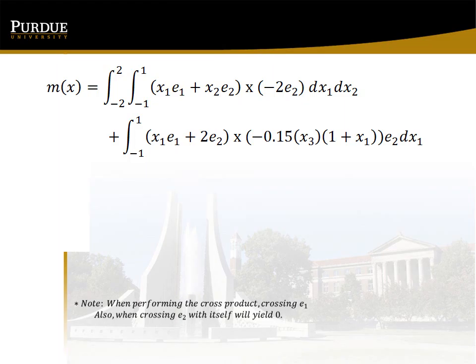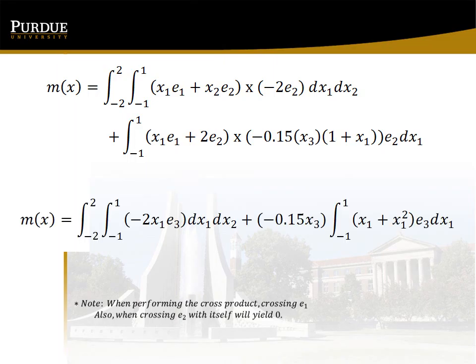Plugging into the mx equation, we get the following equation using the terms that we already know. Now, simplifying by performing the cross product, we will get this following equation. Take note that I've already taken out the constants in the second integration.